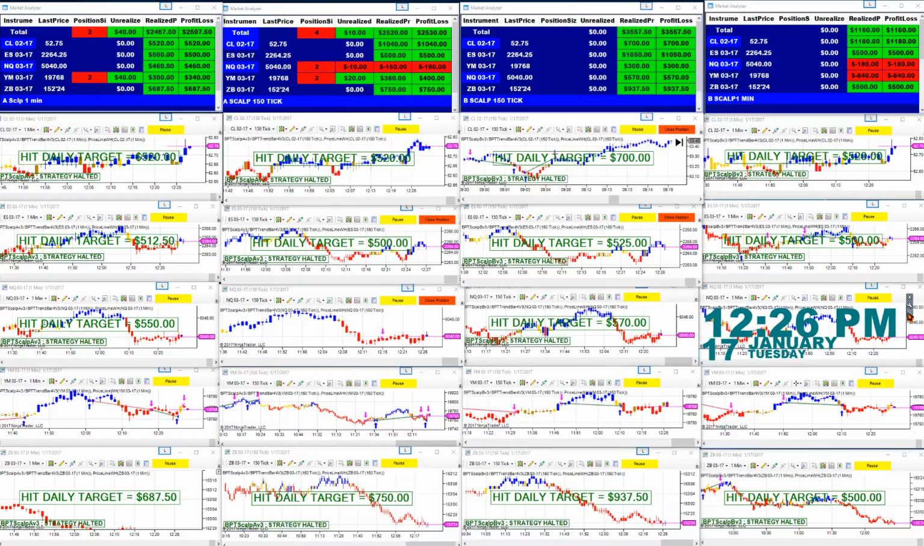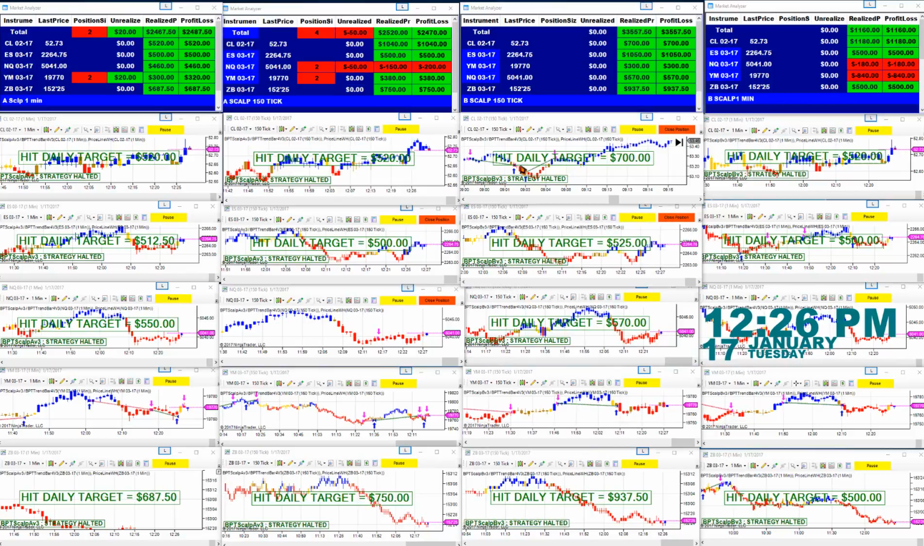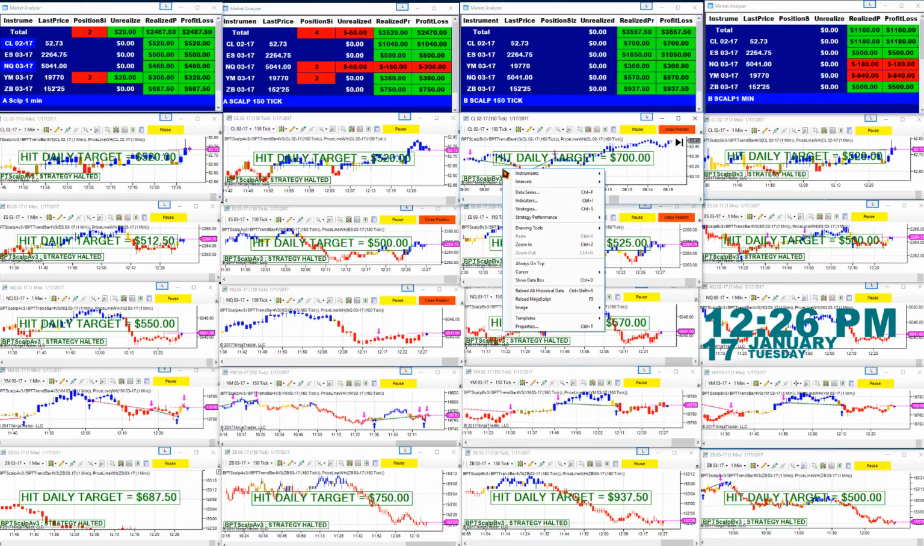Today is 12:30. I mean, we are almost done. We are done for today, actually. And if we are looking at the scalpers today, the A scalper 1 minute on the left upper corner, then we have 150 ticks, B scalper 150 ticks, and a B scalper 1 minute. The CL had a beautiful run today.